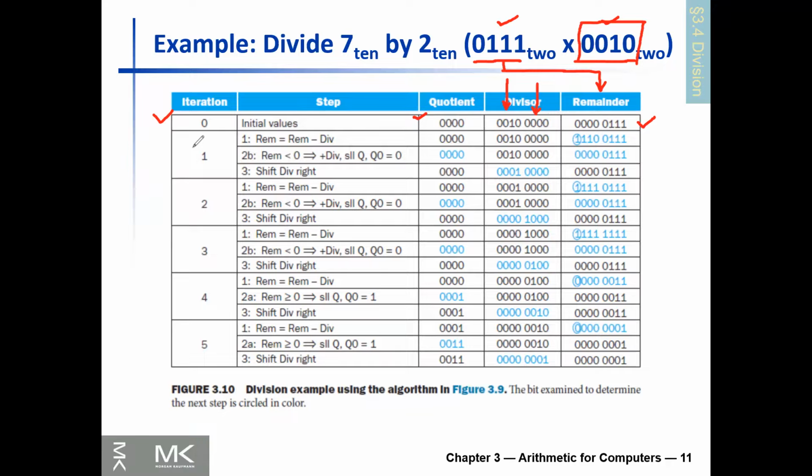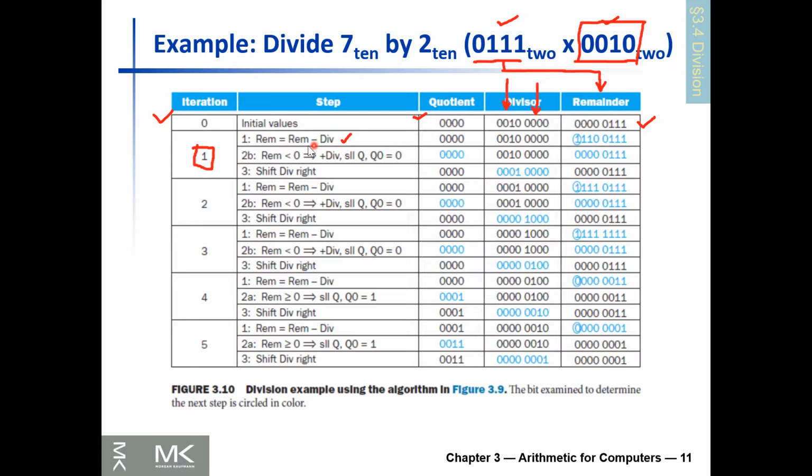Now starting with the first iteration. In the first iteration, as I said, the very first thing you need to do is update the remainder: remainder minus divisor. The remainder is already having the dividend there. So the dividend value, if you read it in decimal, which value is this? 7. Am I right? Yes, 7.